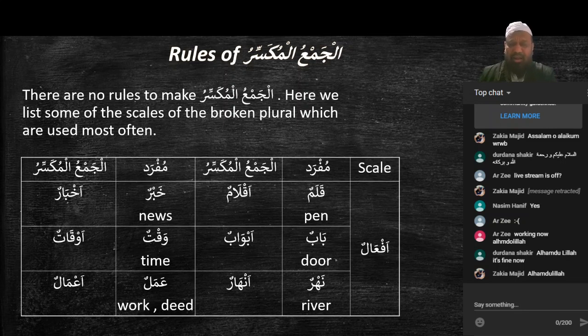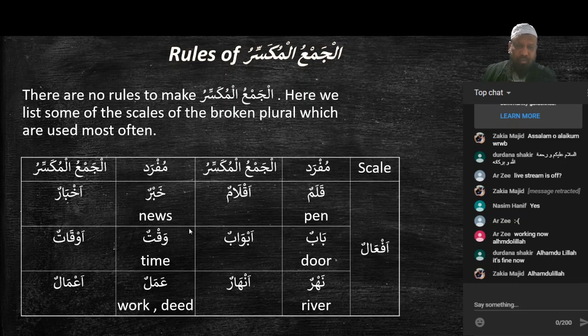One of the scales is af'alun. If you look at the first one, mufrad qalamun, which is a pen, it will fall under this pattern, aqlamun. In the place of this hamza, we have hamza here. In the place of fa, we have the qaf, and in the place of ayn, we have the lam. After ayn, there will be alif, and in the place of lam, we have the mim. Aqlamun.